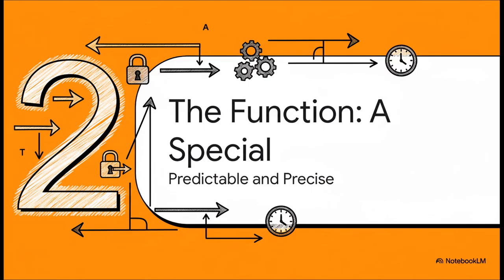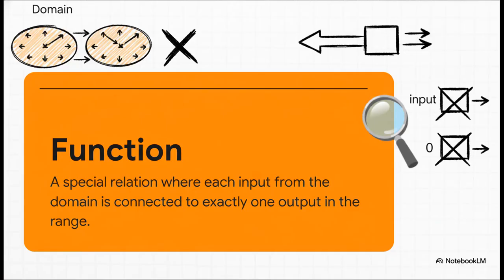Okay, so now that we get the whole flexible vibe of relations, let's bring in the star of the show, the function. If a relation is like a casual connection, a function is super strict, super predictable, and incredibly reliable. It's like the well-behaved, straight-A student of relations. This is it. This is the golden rule. If you remember one thing, remember this. A function is a special relation where every single input has exactly one output. Not 2, not 0, not maybe.